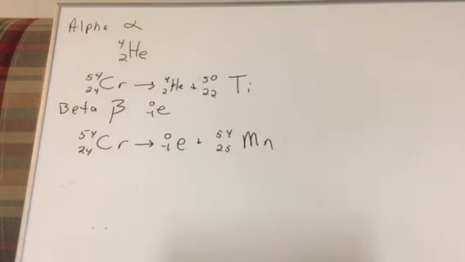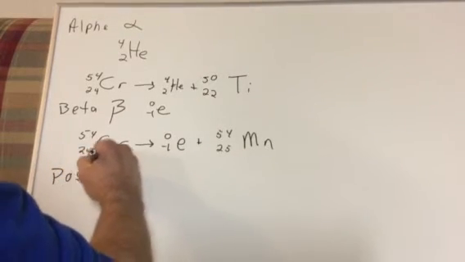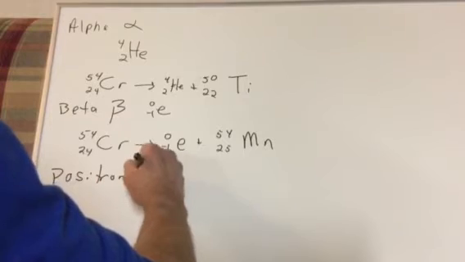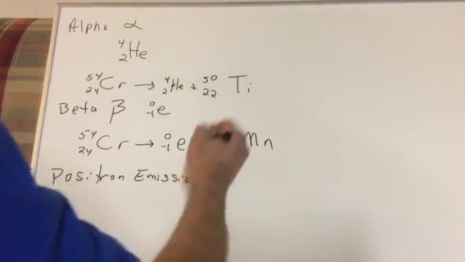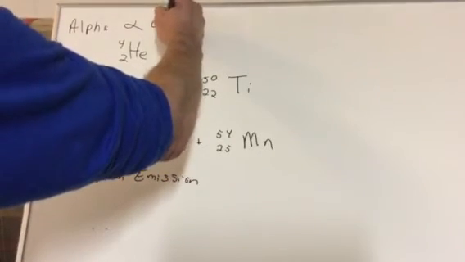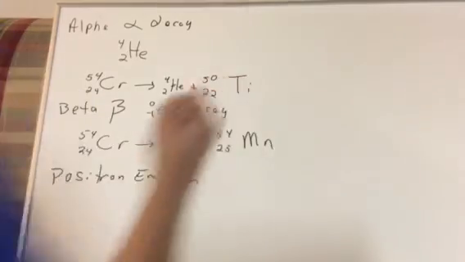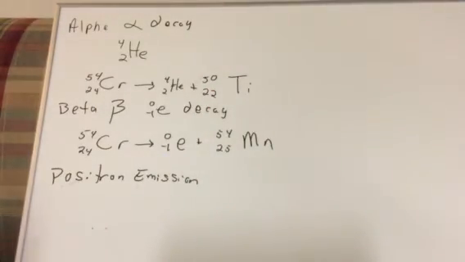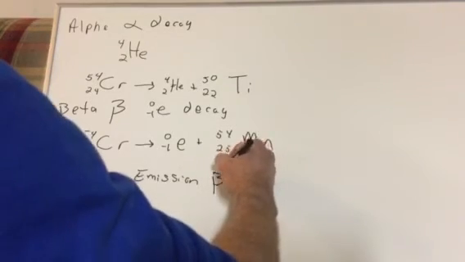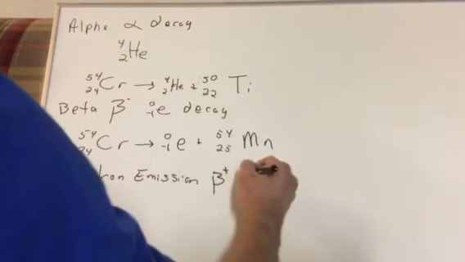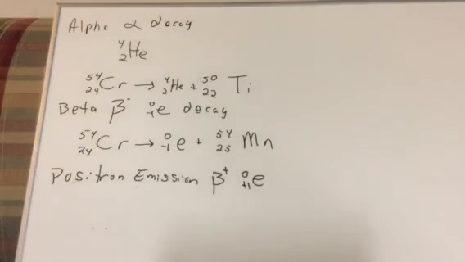Well, the third type then is a positron emission. In a positron emission, essentially you'll sometimes see it referred to as beta with a plus charge, or typically you'll see it as 0 and +1.